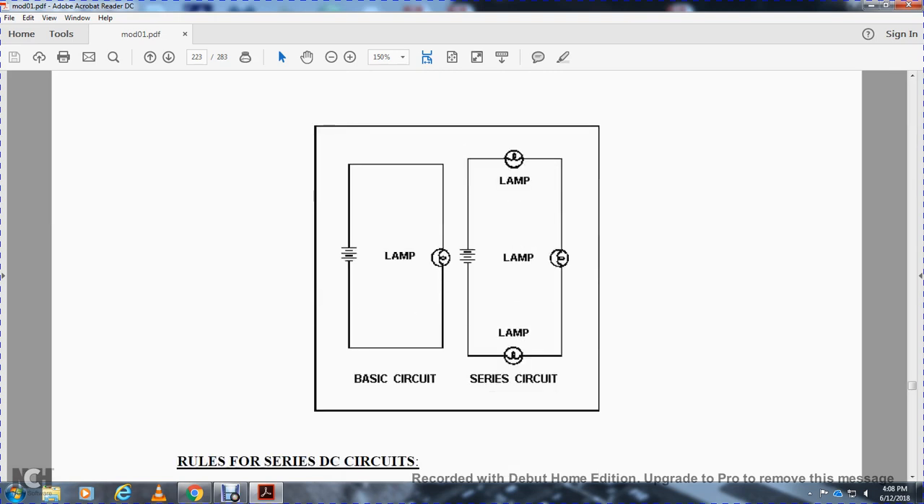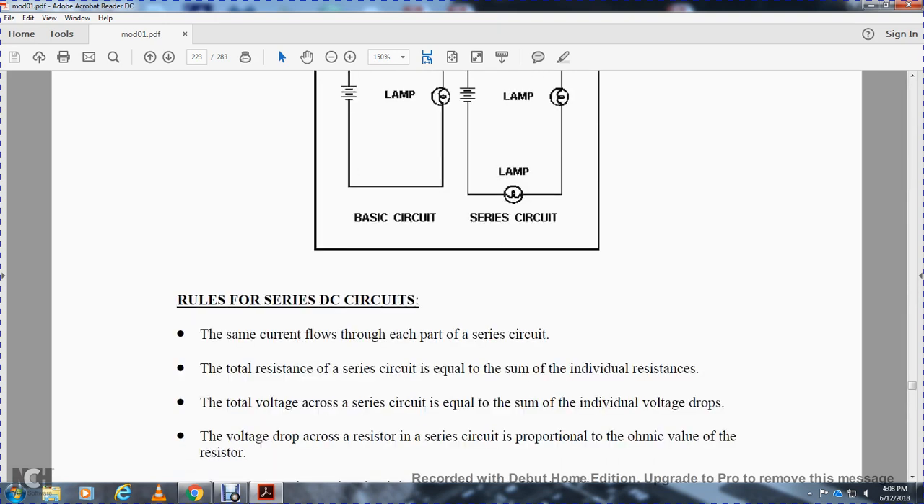Shows the basic circuit, with the battery connected to the lamp, and then the series circuit, where several lamps are connected in series across the battery. Rules of series DC circuits.